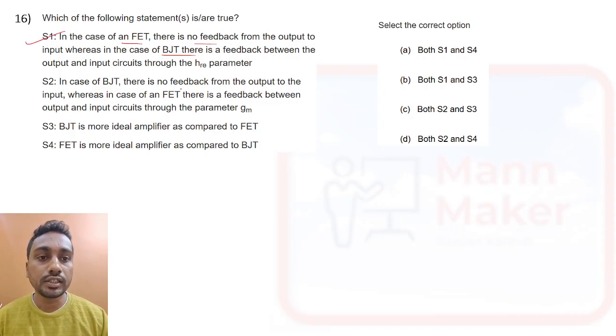In case of BJT, there is no feedback from the output to input, whereas FET has a feedback between. So this is just opposite to the first statement, and we know feedback is there in BJT. Here it is written in BJT there is no feedback, so this is wrong. BJT is a more ideal amplifier as compared to FET. This is also wrong because FET is a more ideal amplifier as compared to BJT. So S1 and S4 are correct. Option A is the right answer.